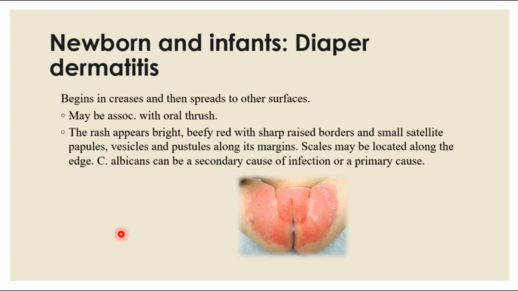The rash appears as a bright red, beefy rash with sharp, raised borders and small satellite lesions, which are made of papules, vesicles, and pustules along the margins. Scales may be located along the edge, and Candida albicans can be a secondary cause of infection or a primary cause.